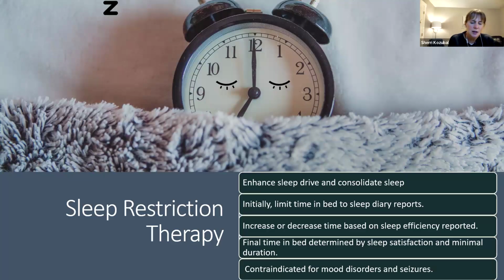So one of these components that they will use is called sleep restriction therapy. We don't see this very often, but it can be quite useful. Basically, it enhances the drive to sleep and consolidates it. So what we do is, when you're talking to the patient about how many hours they think they sleep, if they're telling you, I'm up all night, I don't really sleep, you can say, well, how many hours do you think you sleep? And let's say they say, I'm in bed for maybe 10 hours, but I sleep maybe 5.